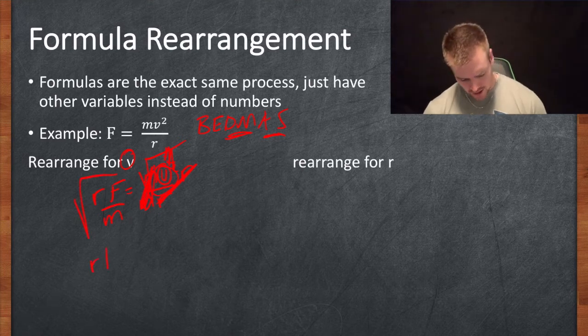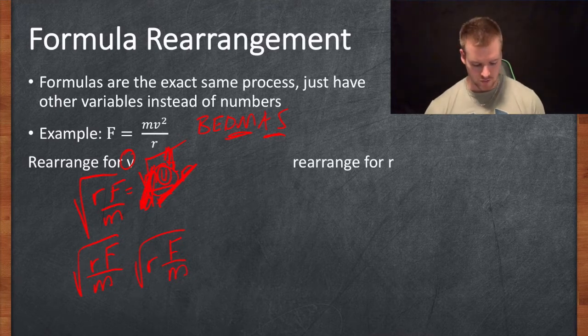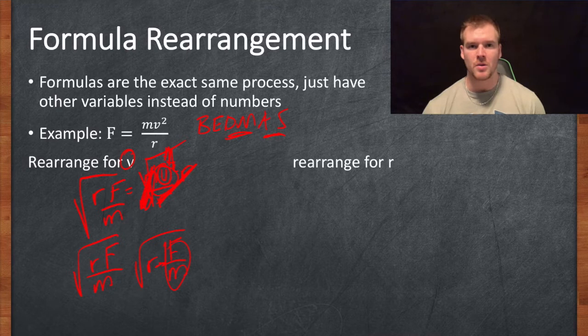People often ask if they should write it like rf over m, or if they should write it r times f over m. Both are actually the same thing, whichever one you want to do. The r is being multiplied by f and divided by m, or it's being multiplied by the f over m. Same thing, so whichever way you want to write that.